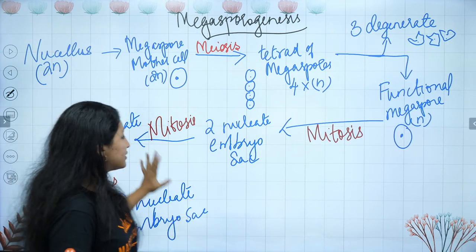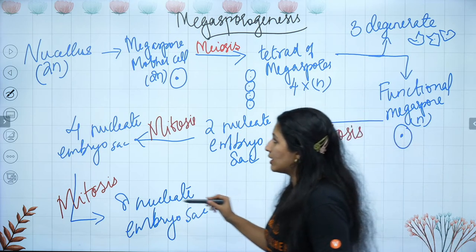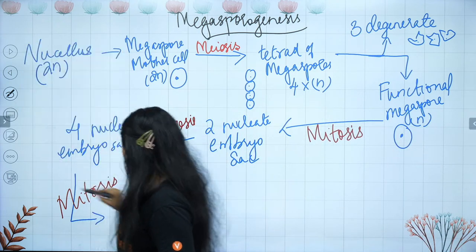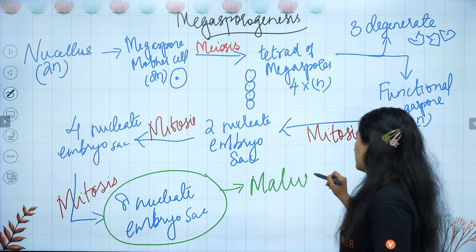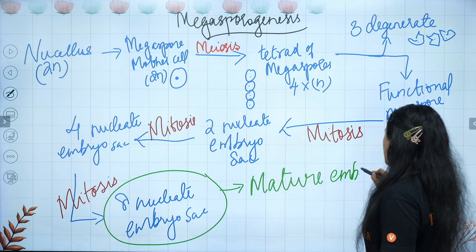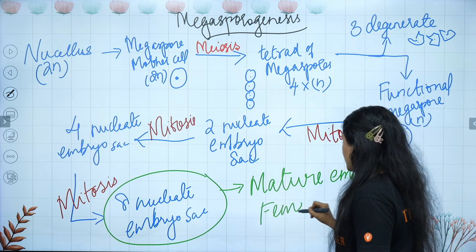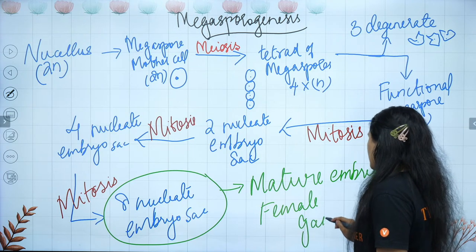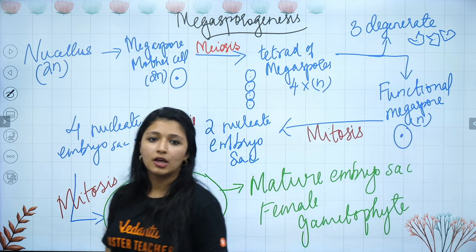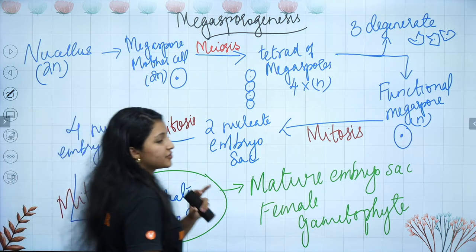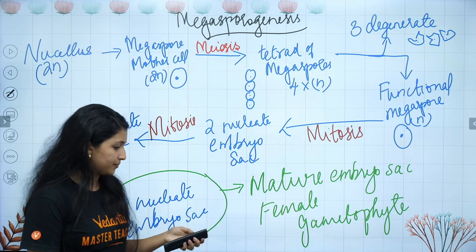So this is how we form the eight nucleate embryo sac, which is our mature female gametophyte. This eight nucleate embryo sac is our mature embryo sac or mature female gametophyte. This is very similar to what we learned in microsporogenesis, so the same way you can learn this also.